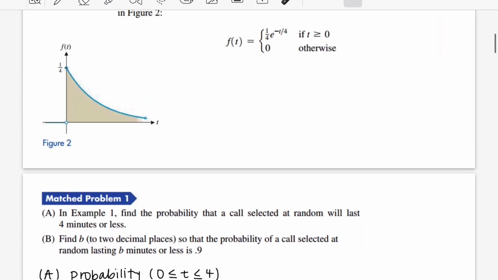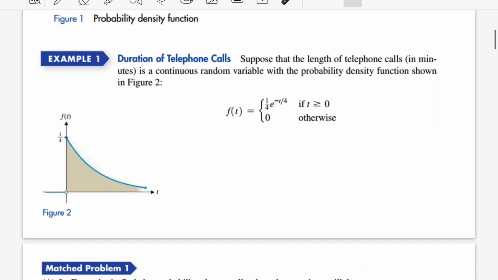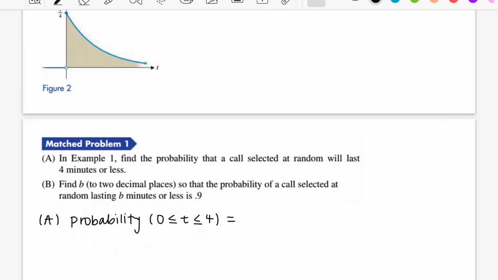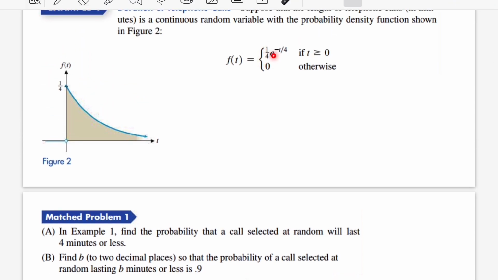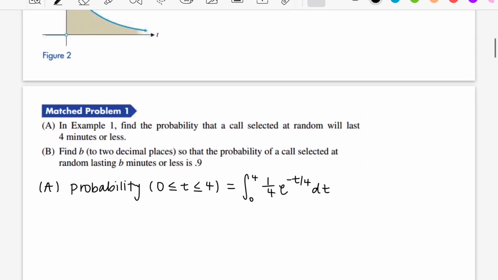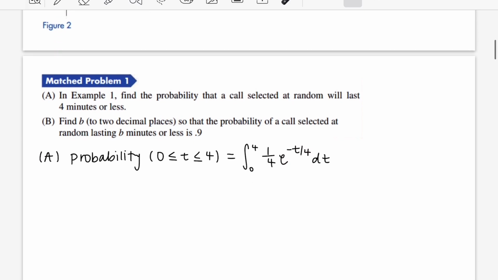This means our variable t, which is in minutes, is going to be between 0 and 4. We know that the probability is going to be the definite integral of our function from 0 to 4, and our function was 1/4 e to the minus t over 4. We have this composition of functions here, so we can use u substitution, and in that same step, I'm going to pull this 1/4 out of our integral here.